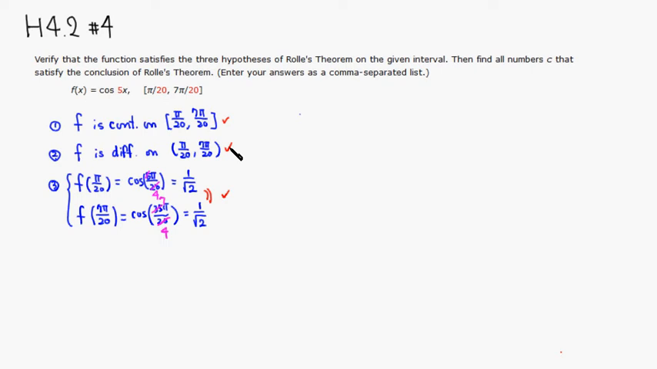Then we just need to find all numbers c that satisfy the conclusion of Rolle's theorem. So Rolle's theorem says we're looking for a number c such that f prime of c is equal to 0, and c has to be between pi over 20 and 7 pi over 20. Let's try to find that.